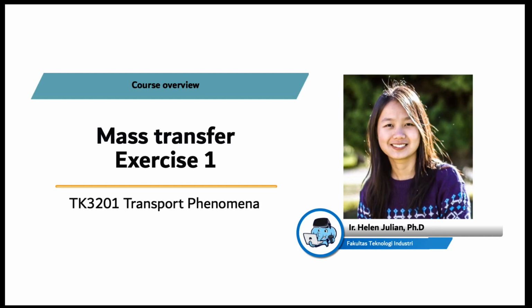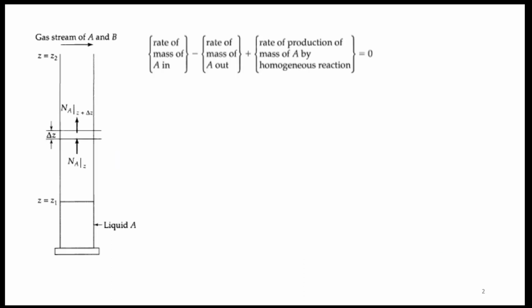Today we will discuss the first exercise in mass transfer. In this case, we have a diffusion through a stagnant gas film. Here we have liquid A. Liquid A is evaporating into the gas B. Here we have gas B.